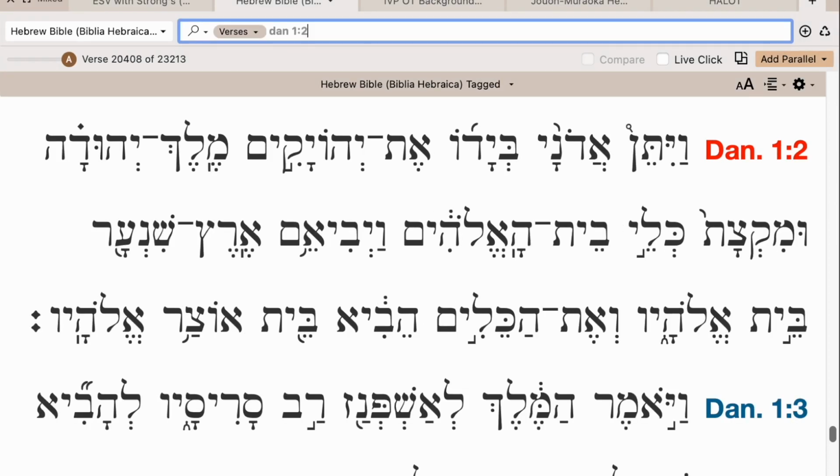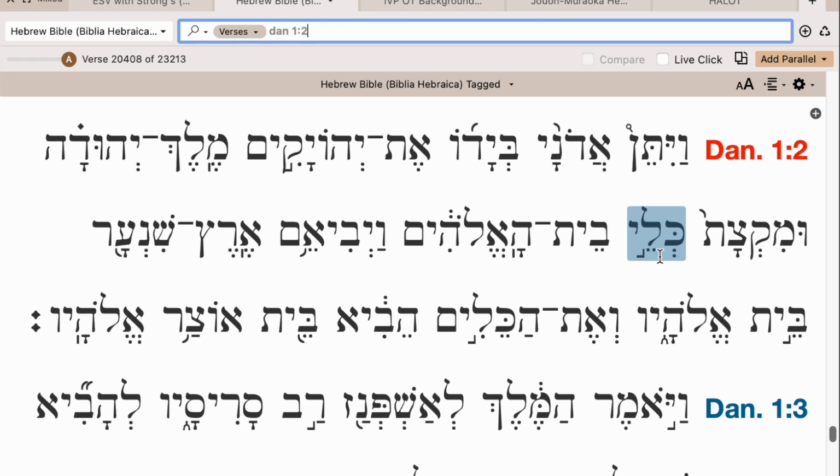Okay, Vayiten Adonai biado et Yehoiakim melech Yehuda, and the Lord gave Jehoiakim, king of Judah, into his hand. Umiktsat kele veit Elohim, and some of the vessels of, we've got a plural construct here. From the word kli, it becomes kele in the plural construct. Umiktsat kele veit Elohim, and some of the vessels of the house of God, which would be the temple. House of God, you could translate it as temple if you'd like to.